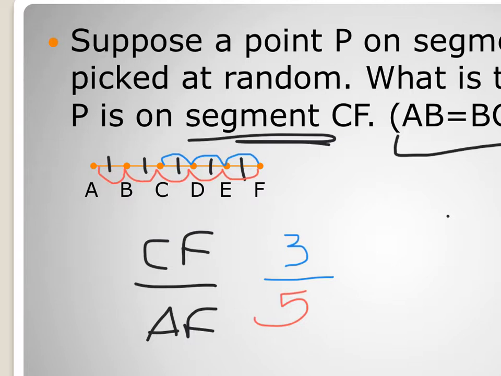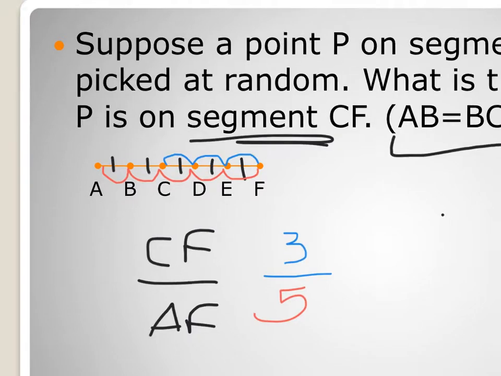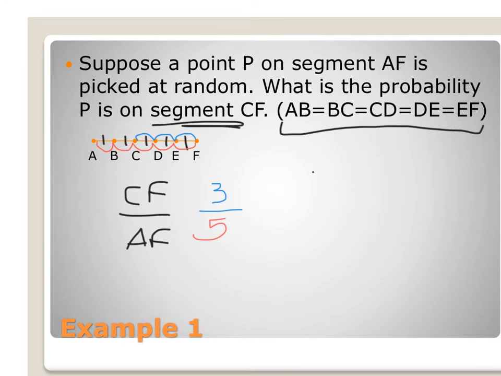So the probability of P being on CF would be 3/5. On the previous slide, we saw that probability could be expressed as a fraction, as a decimal, so you divide it, or as a percent. So 3 ways to write a probability.